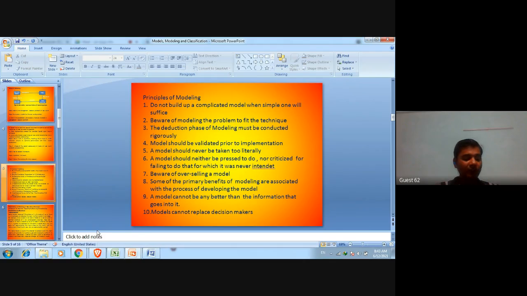Second, beware of modeling the problem to fit the technique. For example, an expert on linear programming techniques may tend to view every problem he encounters as requiring a linear programming solution. In fact, not all optimization problems involve only linear functions. Also, not all operations research problems involve optimization. As a matter of fact, not all real world problems call for operations research.